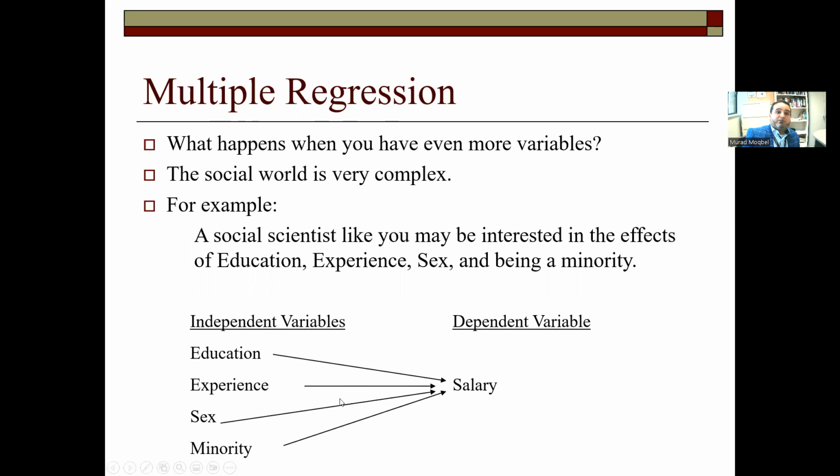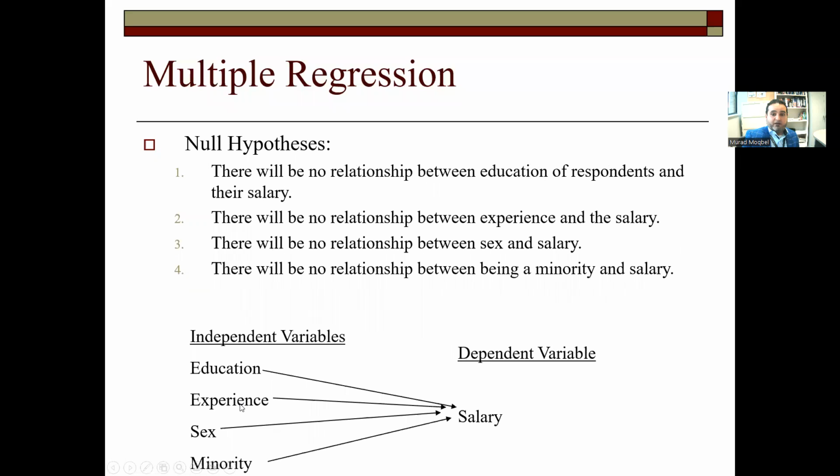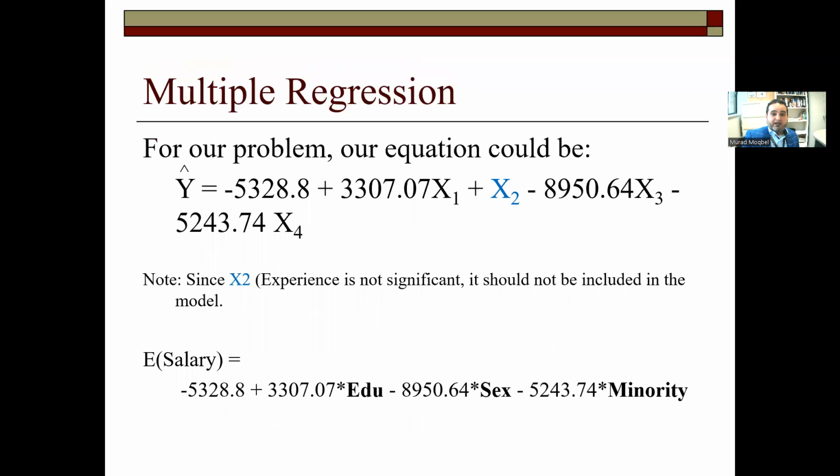So now let's do multiple regression with more variables. We have education, experience, gender, and minority. We'll do the same thing. We will list our hypotheses, and then we are going to run our regression model using these four variables. And when you run the analysis, these are the results that we get from Excel.